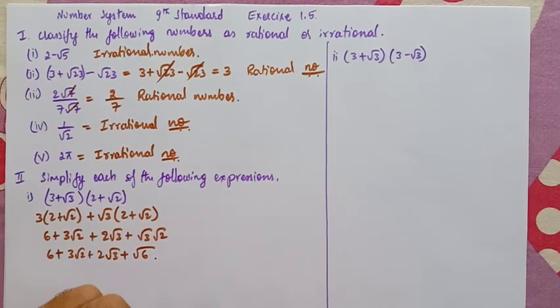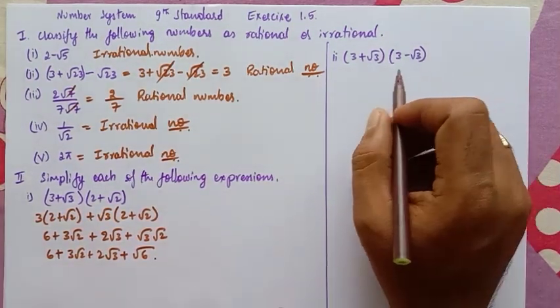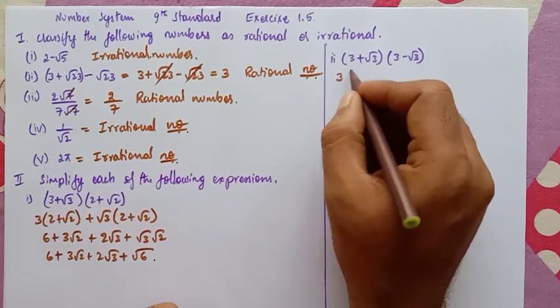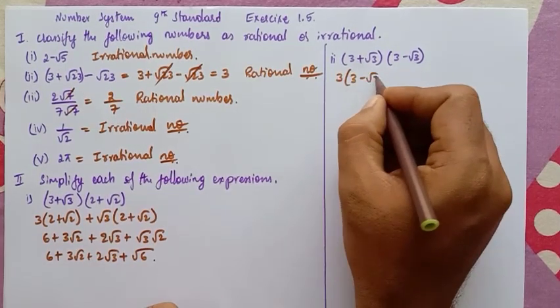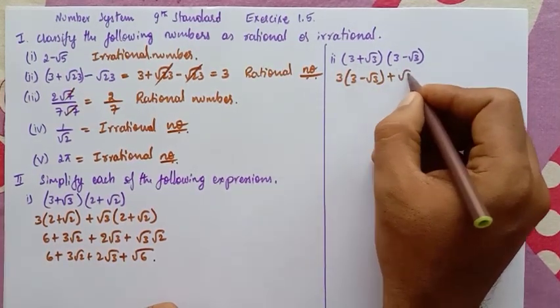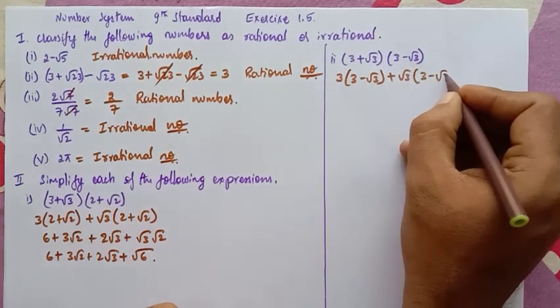3 plus root 3 into 3 minus root 3. This is also the same way: 3 minus root 3 plus root 3 into 3 minus root 3.